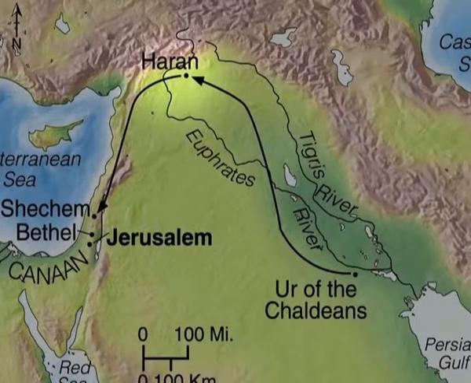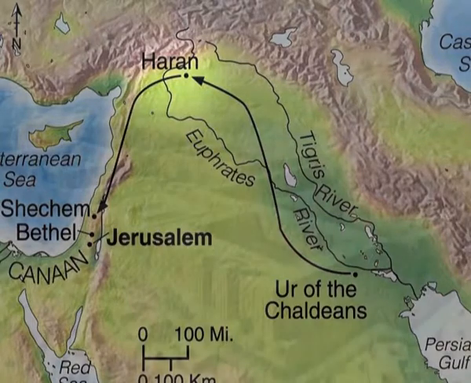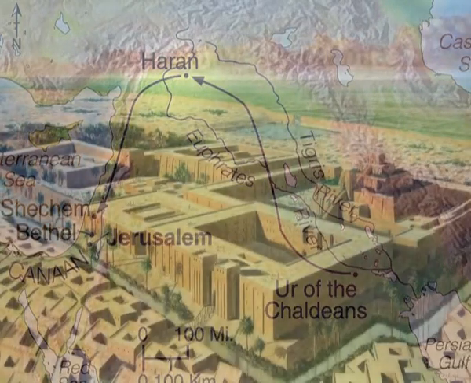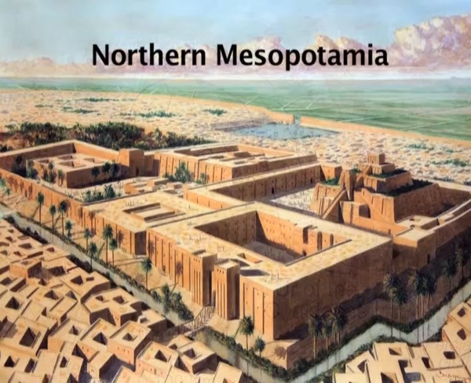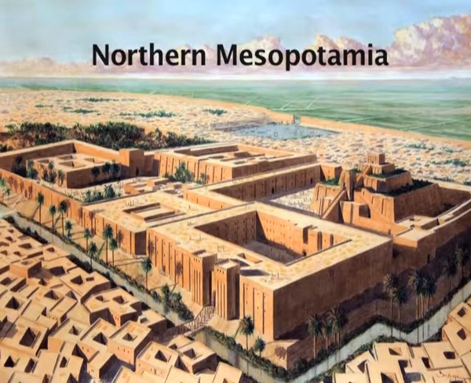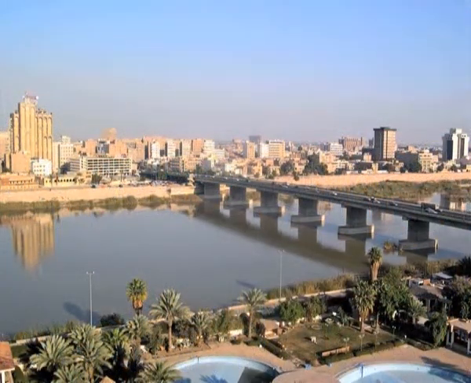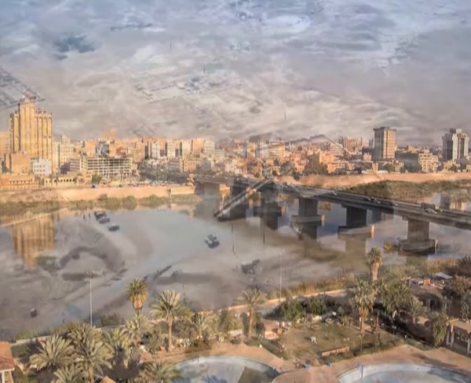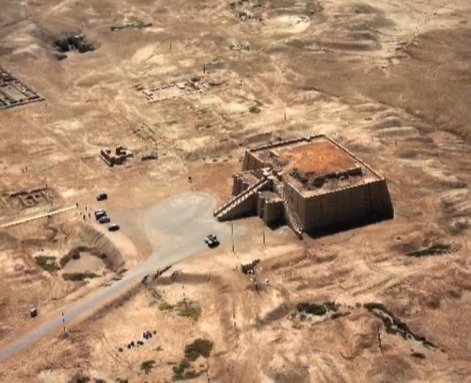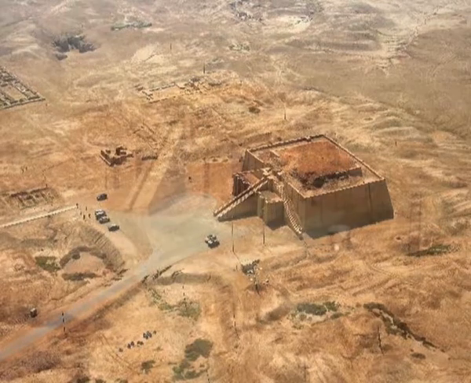Haran was an important crossroad and commercial center. It was an area of northern Mesopotamia. The ancient city of Ur lies 300 kilometers southeast of modern Baghdad. Ur became an important city in Mesopotamia near the end of the 3rd millennium BC.